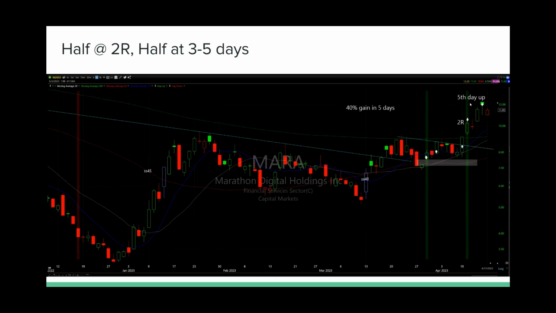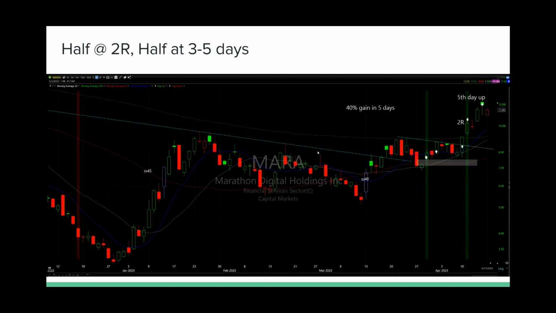And the reason I sell the other half at 3 to 5 days up is because most stocks just go up in short swings of 3 to 5 days. So even take a look at Mara here. This little swing was 4 days. This little swing was around 5 or 6 days. This little swing was 3 days. This little swing was 4 days. That is just the nature of stocks.